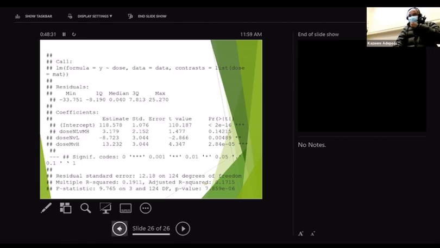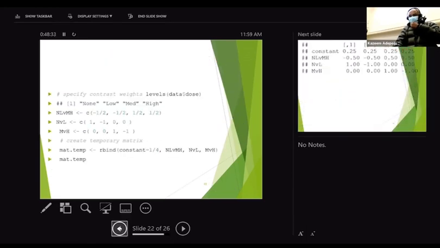The second one, it is significant. What are we testing in the second one? The second one is testing between none and low. Is there any significant difference between them? And if you look at the third one, it's testing, is there significant difference between medium and high?